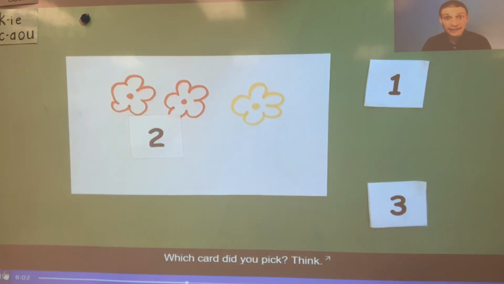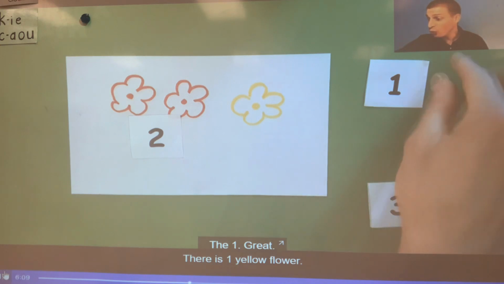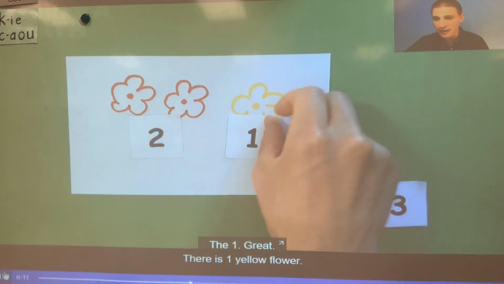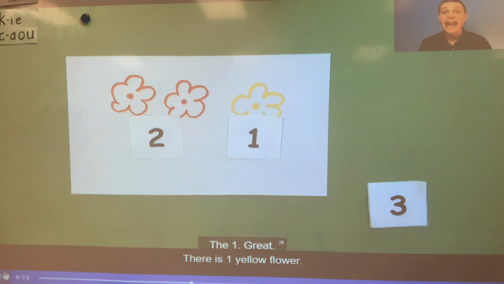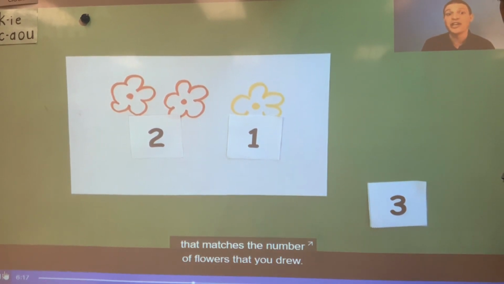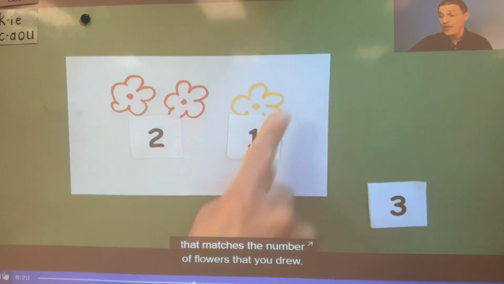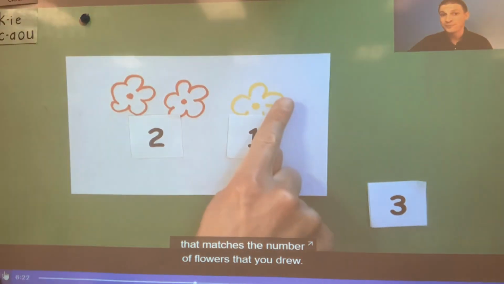Which card did you pick? Think. Say it. The 1. Great. There is 1 yellow flower. Now, find the card that matches the number of flowers that you drew.